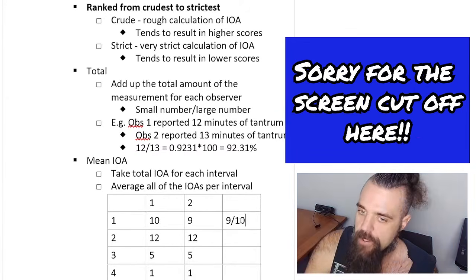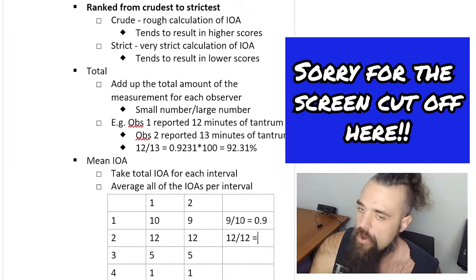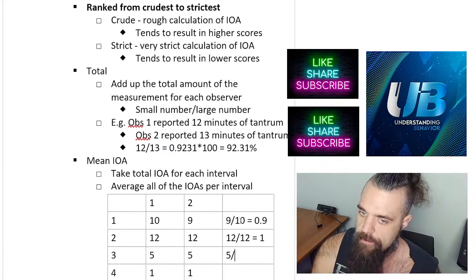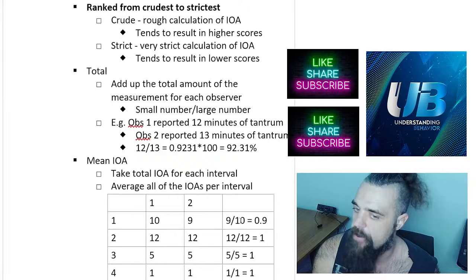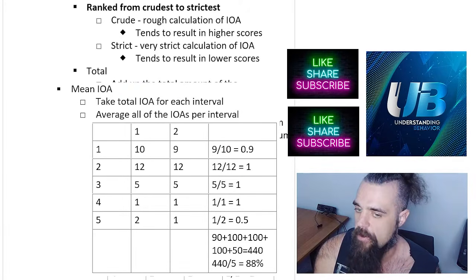So our first one, we're going to take 9 divided by 10. We've got our 90% IOA, 12 by 12. That one matches perfect. We've got 5 by 5, so that's going to be another 100% IOA. Same thing here, 1 by 1, another 100% IOA. And now we've got 1 divided by 2. This one is going to be 50% IOA.